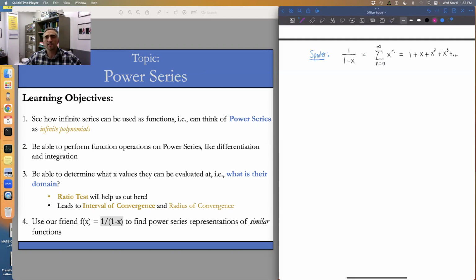So the first question is, we really want to know why. Where does this thing actually indeed come from? So I'm going to circle this because that's going to be one of the power series that we're going to use very often over the next couple days in class. So let's go back into geometric series for a moment.